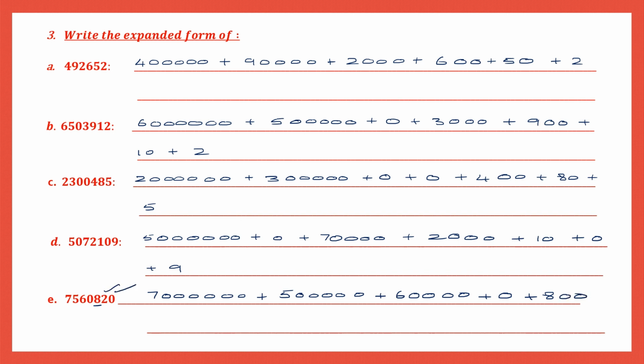That makes it 800. Now let's take the next digit, which is 2, and 2 has only one digit after that. So put 1 0, that makes it 20, and the last digit is 0. So we have expanded all our numbers here.